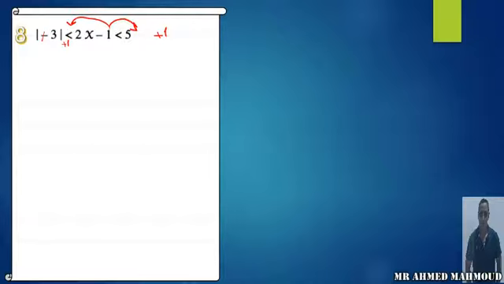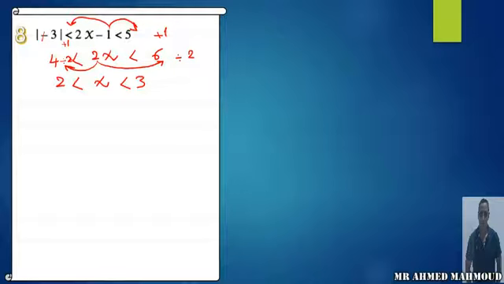Okay, 3 plus 1 equal 4 less than 2x less than 6. 5 plus 1 equals 6. Now I'm going to send 2 here. It will be divided by 2, and here divided by 2. 4 divided by 2 equal 2 less than x less than 6 divided by 2 equals 3. This is the simplest form.